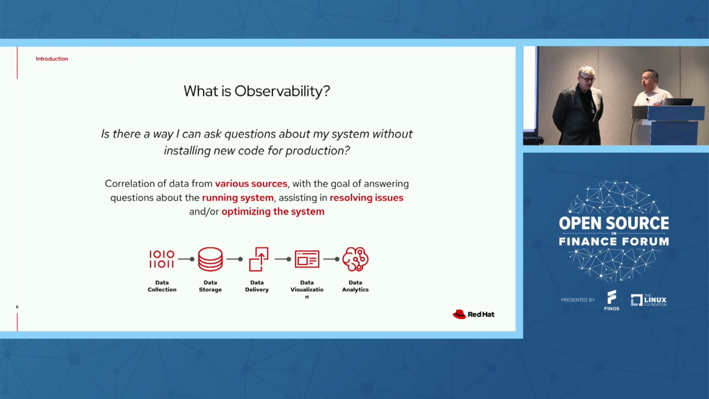Sure. What is observability? And Aric, when I think about your analogy with the submarine, I always think about not just one submarine, but actually a fleet of submarines that you have in your portfolio.